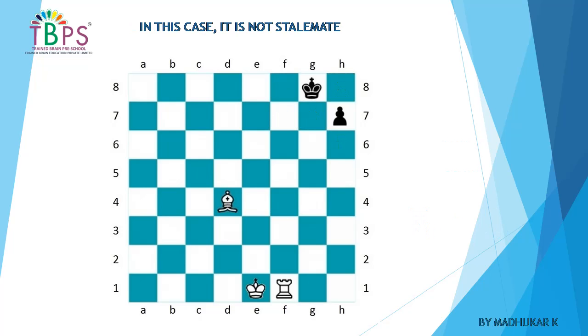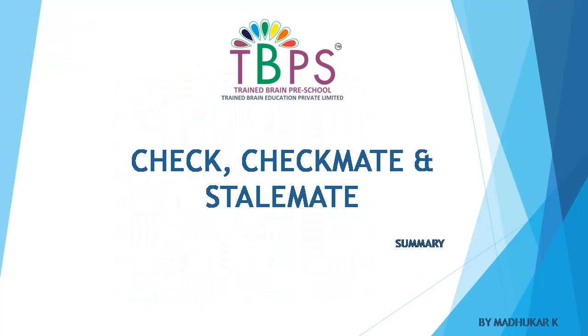If there was no white pawn blocking the black pawn, the game would have still continued, as black has a piece to move. Here, the black pawn would have moved to h6 or h5 square and the game would have continued. It is not stalemate.